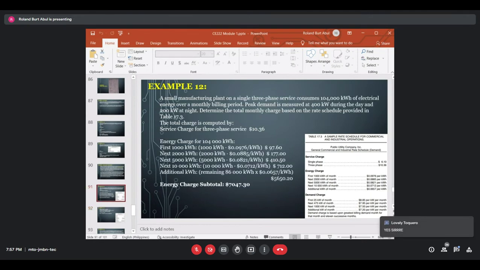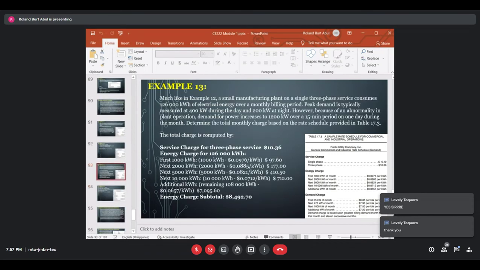So since 400 man atong demand, kuhaon na to ang first 25 niya multiplied to 8.85 per kilowatt. Then next 475 kilowatts, pero since gikuhaan naman na to ang 400 og 25, nabilin 375 na lang. Sir, asa ito nakuha ang 400, sir? Ang 400 is the maximum demand nga na-record sa plant operation.